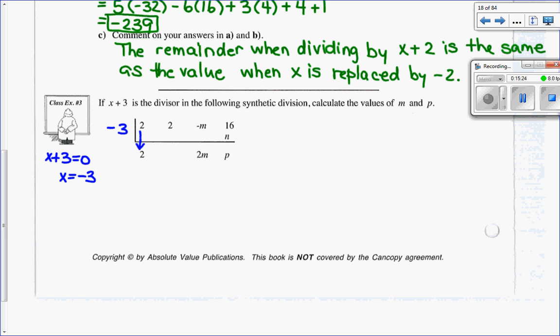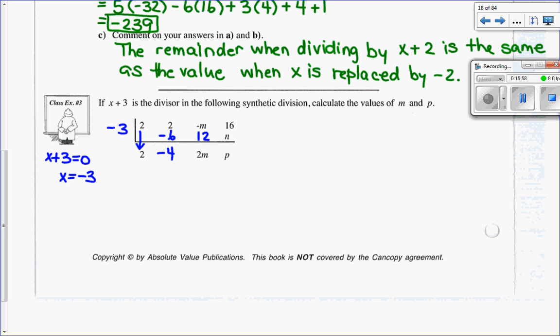2 is going to be multiplied by negative 3. That'll give me negative 6. Then I add down the column: 2 plus negative 6 is negative 4. Then I multiply negative 4 times negative 3. That's going to give me positive 12. Negative m plus 12 must give me 2m. And 2m times negative 3 must give me n. And then 16 minus n must give me p.